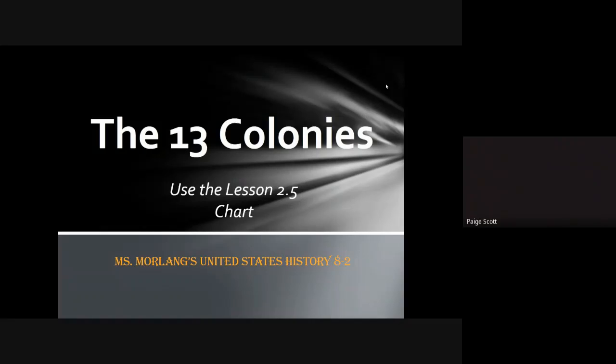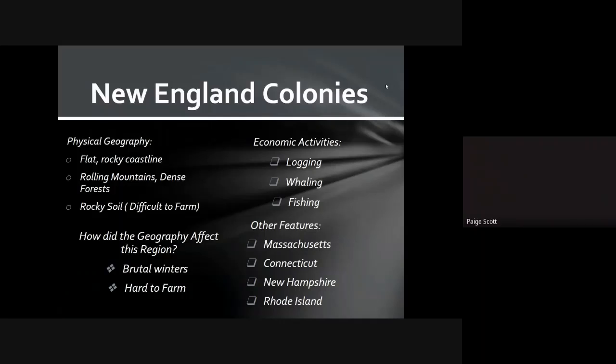I did understand that you guys were having some troubles understanding the 13 colony chart for your lesson 2.5 worksheet. So I did create a quick presentation for you guys to use on that chart. And actually, all the information in this presentation can be used on your chart to fill out each box. So we're going to start off with the New England colonies.